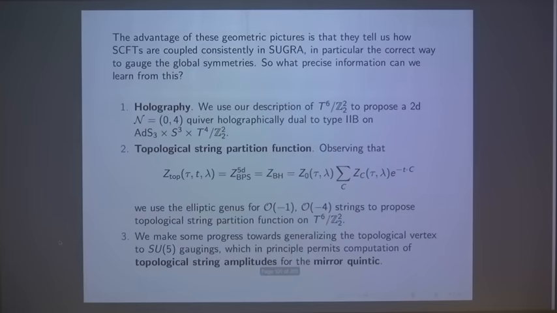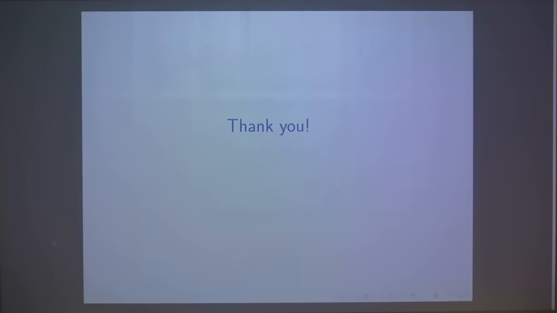Well, there's three things in particular. One thing is we can find an example of an effective theory that we can use to describe the holographic dual of AdS3 × S3 × T4 mod Z2. That's the 6D example. And in the 5D family of theories, we can use this toric picture to generalize the topological string partition function and potentially compute topological string amplitudes for the full compact mirror quintic. So I'll stop here. Thank you very much for your time.